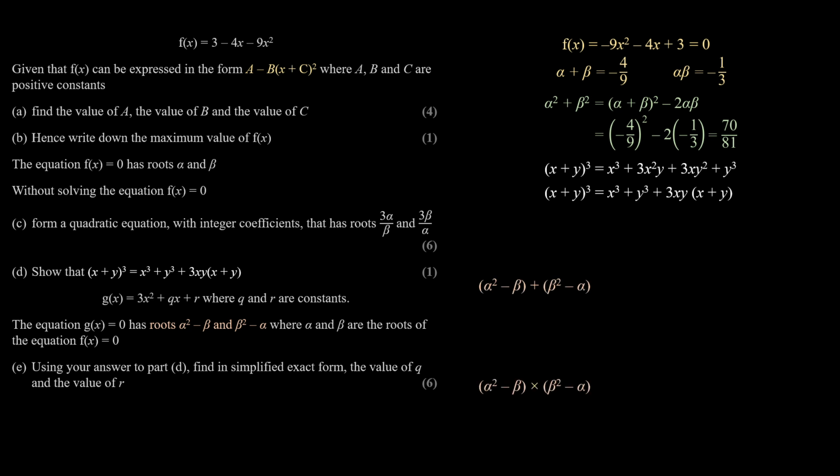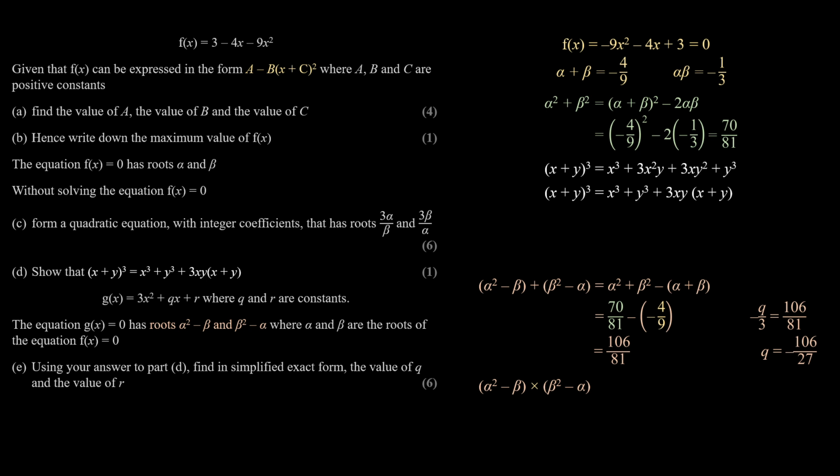Sum of roots is equivalent to alpha squared plus beta squared minus the sum of alpha and beta. Using the values, alpha squared plus beta squared equals 70 over 81, and alpha plus beta equals -4 over 9, and solving the expression, we get 106 over 81. This value is equal to -q divided by 3, the leading coefficient. Therefore, q equals -106 over 27.